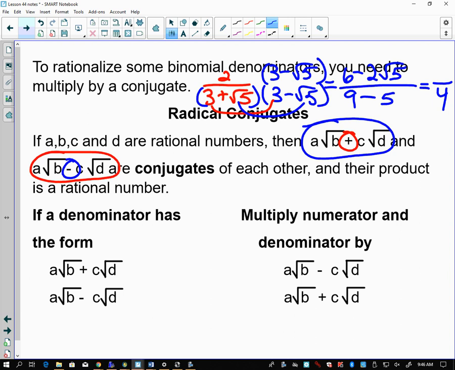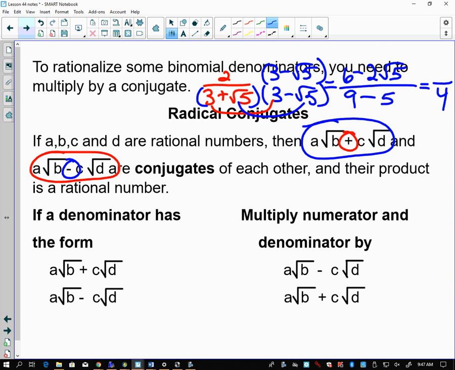Great. All right, so sometimes I think whenever we deal with just these letters, it gets lost on how it works. Because A, B, C, and D, what are you even talking about? Give me some numbers so I can see a real, actual situation. Does that make sense? So if a denominator has the form A radical B plus C radical D, the conjugate of it is A radical B minus C radical D, and vice versa.